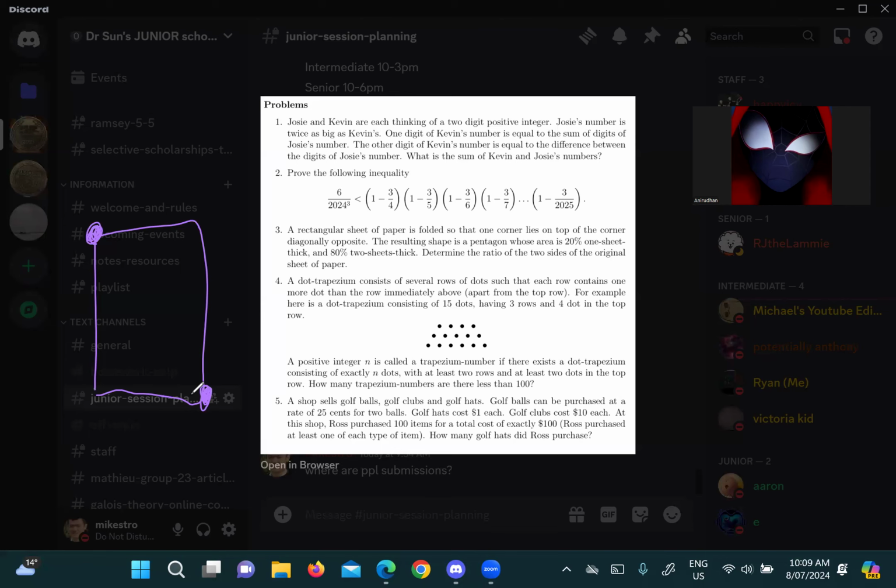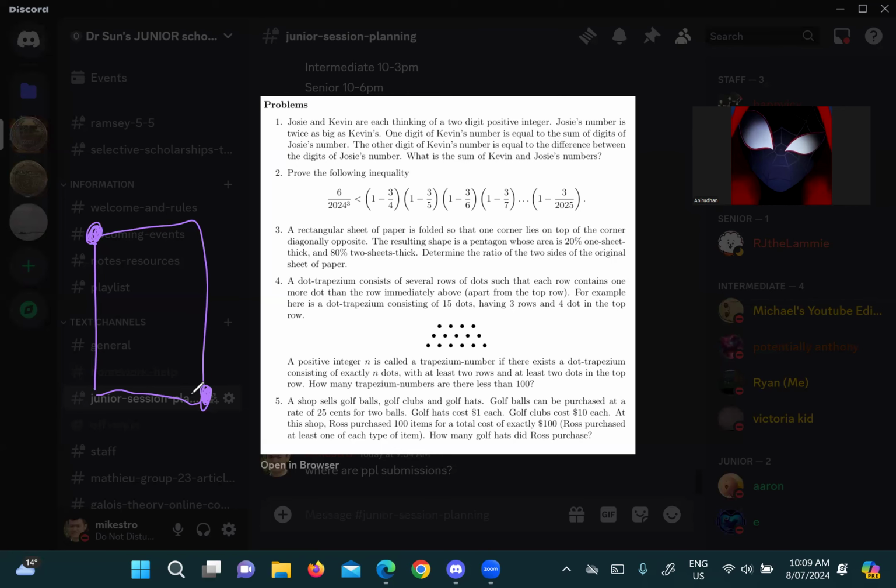The resulting shape is a pentagon. Oh, is it a pentagon? Yeah, I folded it and I counted five sides, which is a pentagon. Oh, okay, good. So this is the first step. We're trying to understand the problem.